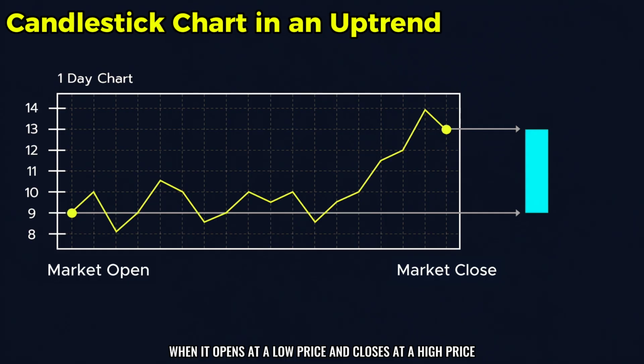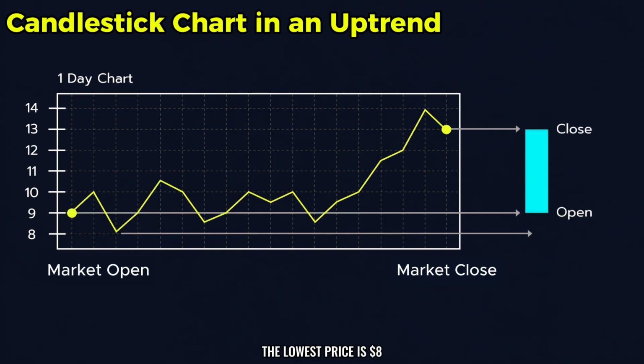Now, when it opens at a low price and closes at a high price, there will be a green color. Now, the wicks. The wicks show the lowest price and the highest price. The lowest price is $8, which is the wick at the bottom, called the low. As for the highest price of the day, or high, it will be the wick on top.